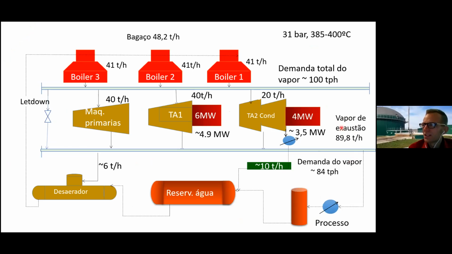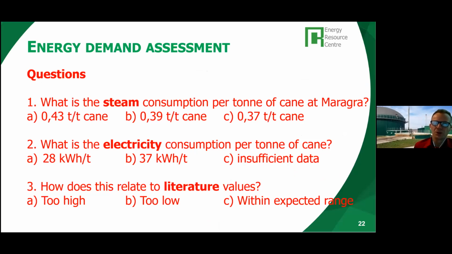It's a bit tricky. On the one hand, it says here exhaust steam is roughly 90 tons per hour, but there's about 6 tons per hour which is taken from the low pressure side out of the steam flow. So the total amount of steam going to the factory is 84 tons per hour, and dividing that by the 230, that will give you 0.37.